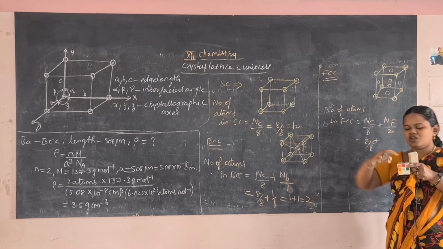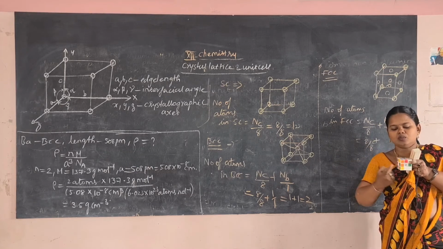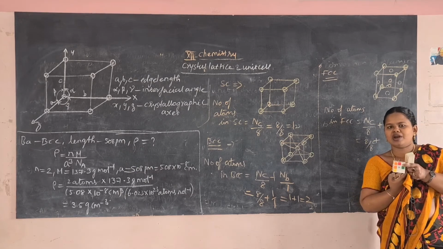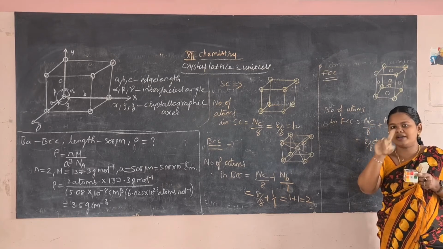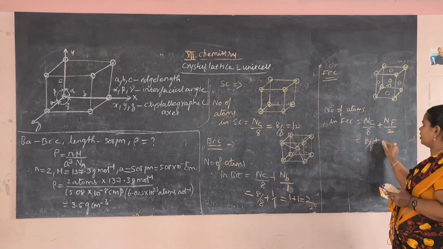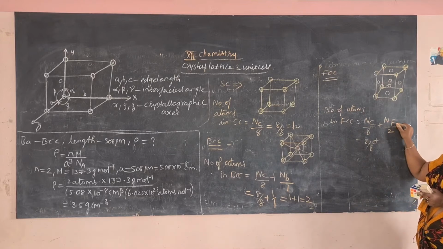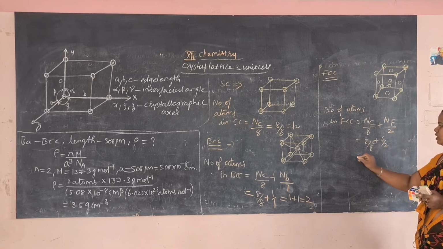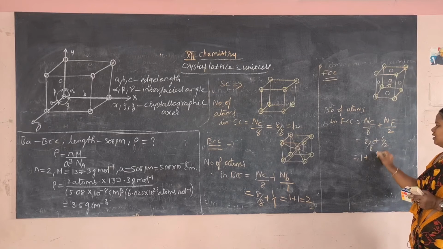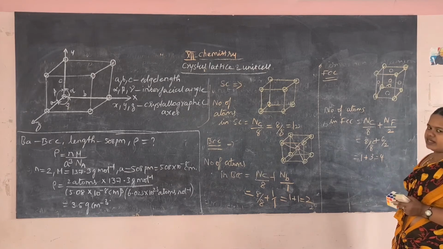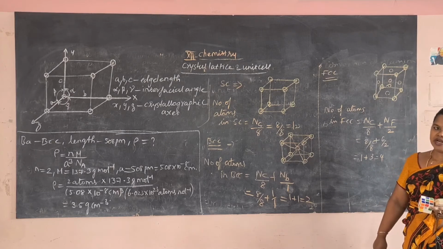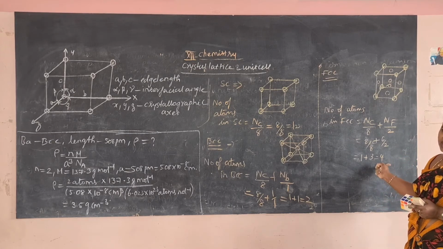How many are at the face? 1 2 3 4 5, here 1, 6. So there are 6 faces, and at the center of each face there is 1 atom, so 6 atoms. So here 8 by 8 and the number of atoms at the face is 6, so 6 by 2, which will be equal to 1 plus 3, that is 4. So the number of atoms in face centered cubic unit cell is 4.